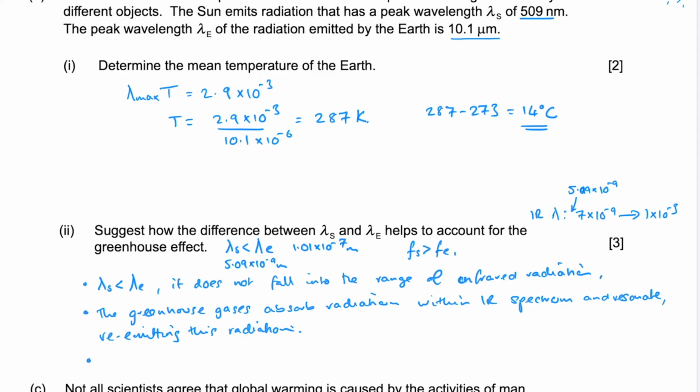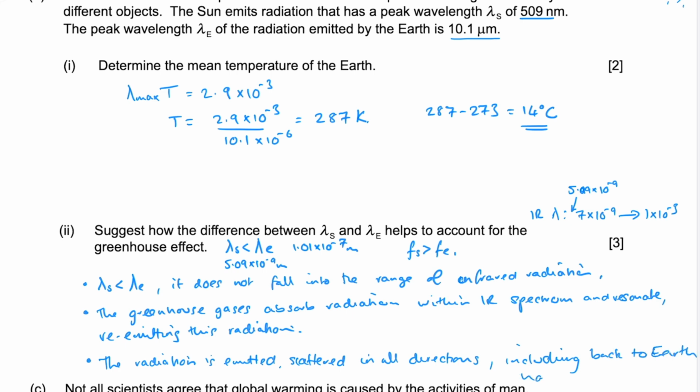Number 3, the radiation is emitted or scattered in all directions, including back to the Earth, heating it up. And of course, more of those greenhouse gases means that more radiation is absorbed and re-emitted, which means it gets hotter. So that's why greenhouse gases are not such a good thing, especially those man-made greenhouse gases.